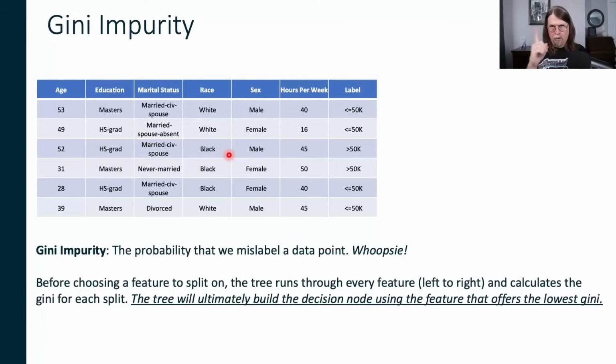Now, this is what happens technically behind the scenes. The algorithm goes through all the features like we just saw, one by one, and it calculates this Gini impurity score for each one of the features. And the one that it picks is the one with the best, that is the lowest Gini impurity score. That's how it works. It goes through them all, does the math, picks the one with the lowest score.